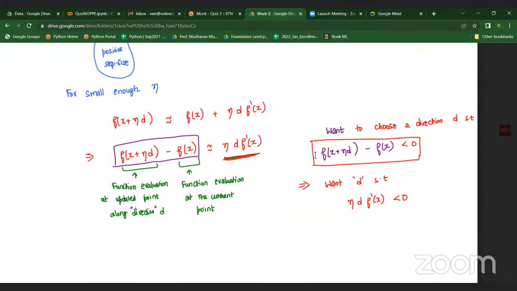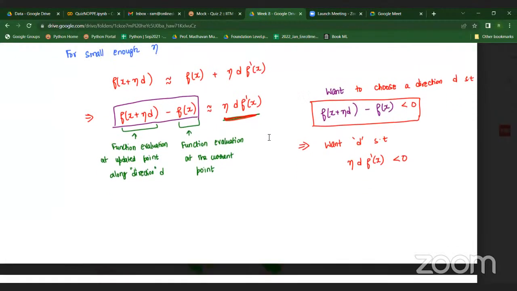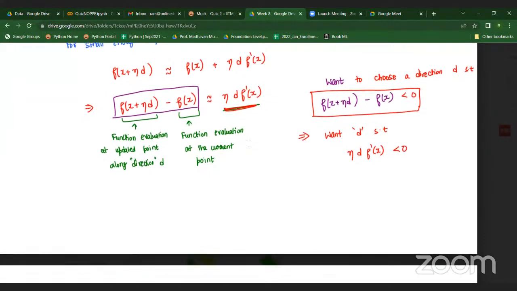Okay. We want this to be less than 0. So we want to choose this particular d such that eta d f dash of x is less than 0. Okay. But what if we choose d as minus f dash of x itself, right?